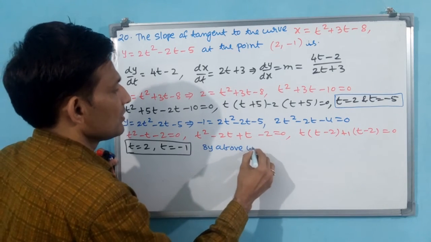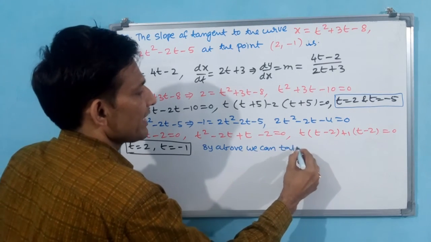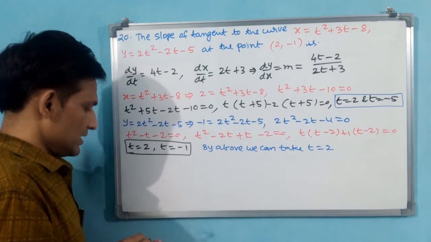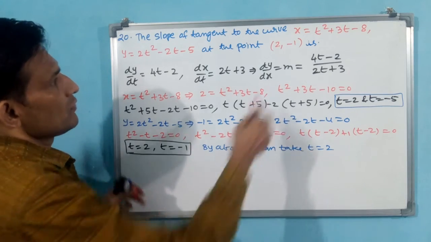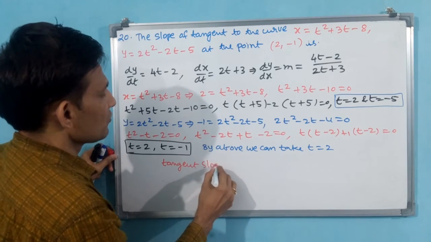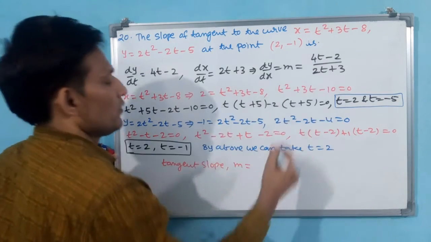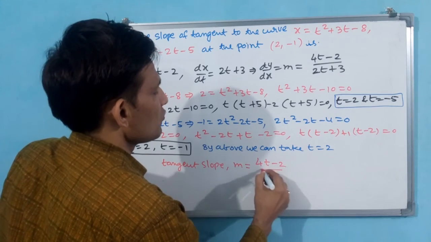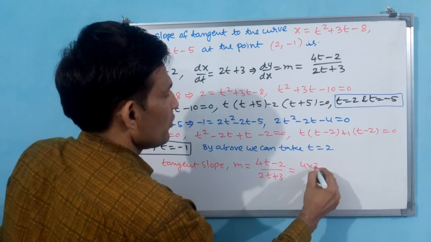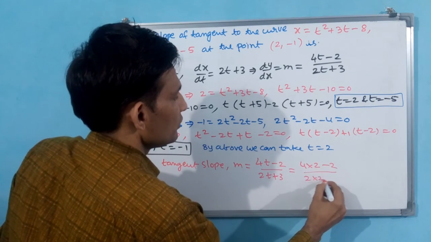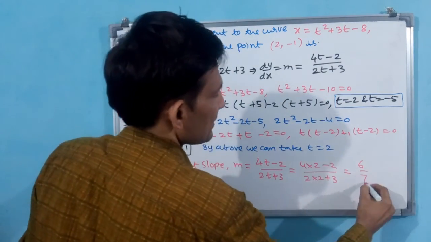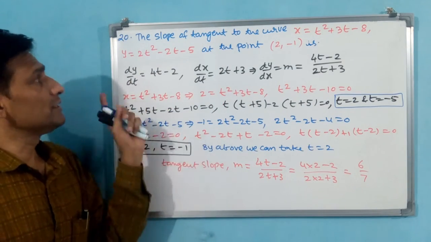You write down: by the above, we can take t is equal to 2. Then you write down the tangent slope, m is equal to (4t minus 2) by (2t plus 3). That is equal to (4 into 2 minus 2) by (2 into 2 plus 3). 8 minus 2 is 6. 4 plus 3 is 7. Okay. This is the final answer.